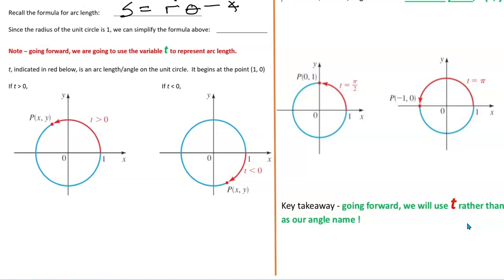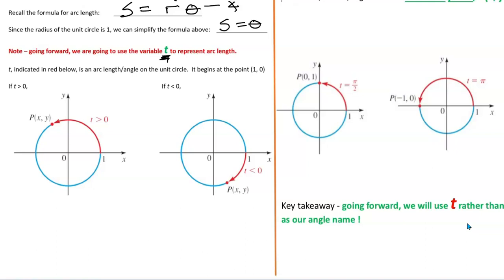Okay, so since the radius of our circle is 1, we can simplify the formula above by no longer including the r, and so the arc length will equal the angle in question. So going forward, we're going to use the variable t to represent the arc length. So notice that t, therefore, is both the arc length and the angle.